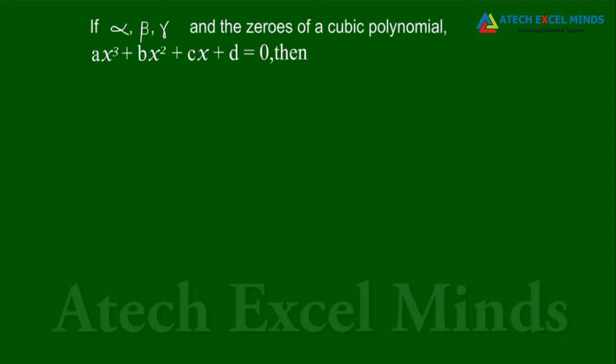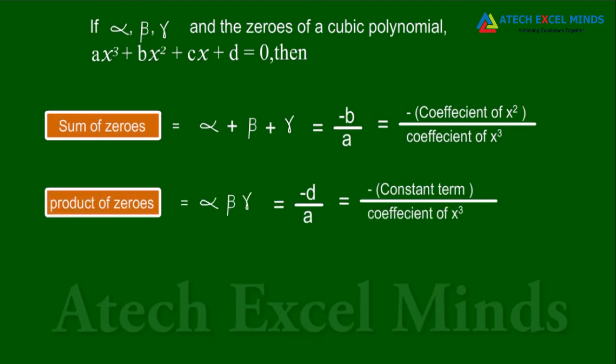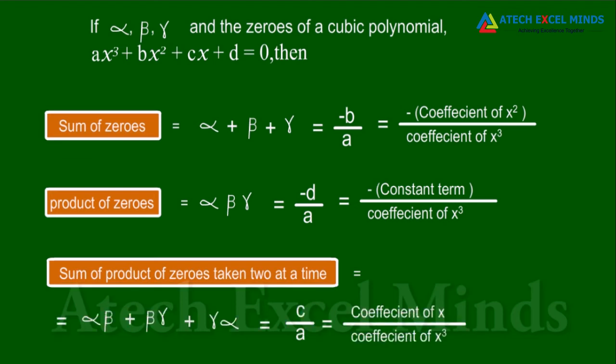If alpha, beta and gamma are the zeros or roots of a cubic polynomial ax cube plus bx square plus cx plus d equal to 0, then sum of zeros is equal to minus b upon a, which is equal to minus coefficient of x square upon coefficient of x cube. Product of zeros is equal to minus d upon a, which is equal to minus constant term upon coefficient of x cube. Sum of products of zeros taken two at a time is equal to c upon a, which is equal to coefficient of x upon coefficient of x cube.